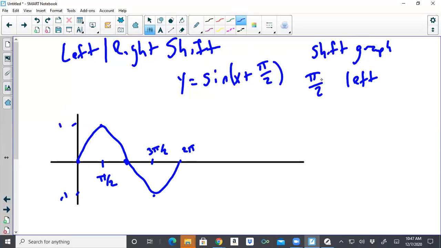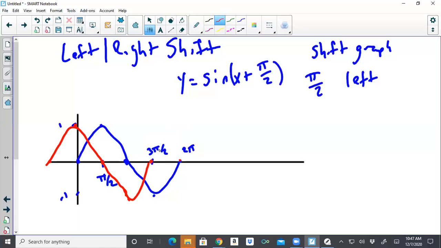But if I shifted pi over 2 units left, literally all I have to do is move this point here, move this point here, move this point here, move this point here, and move this point here. I've just shifted my entire graph pi over 2 units left. Now that should not be that bad, because that's just a normal shift. It's just like adding or subtracting like we would have before.